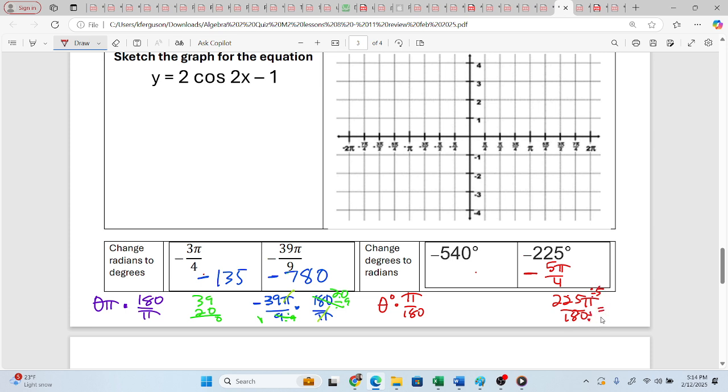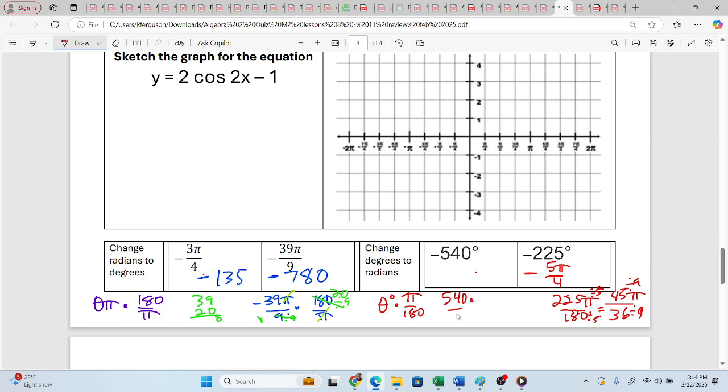So 5 goes into 180. Let's see, that goes in there 3, so that's 36. And then 5 goes into 22 4 times, right? And then with 2 left over, 5 goes into 25 5 times. And then I will reduce that by dividing by 9. 45 divided by 9 is 5 on the top. 36 divided by 9 is 4 on the bottom. Boom, I'm done. So now let's get 540 done, and then we get to our sketches.